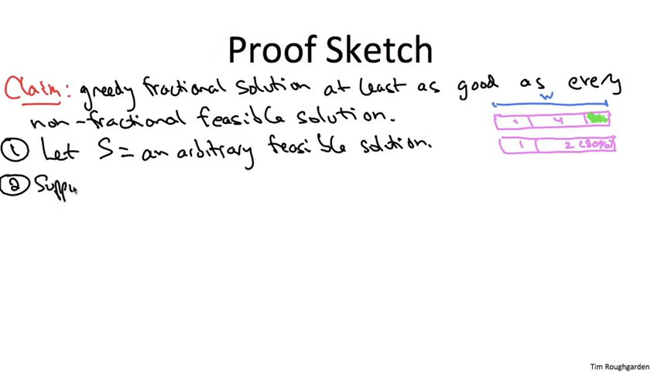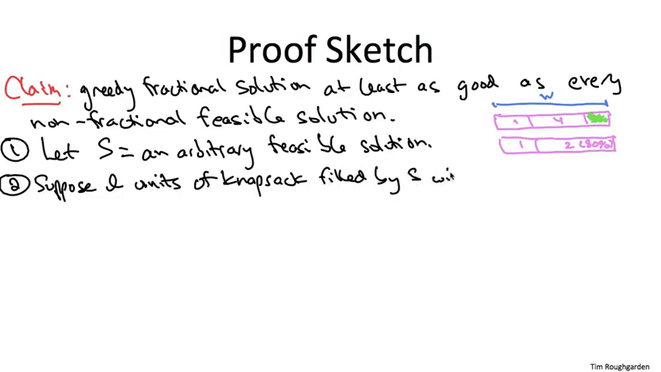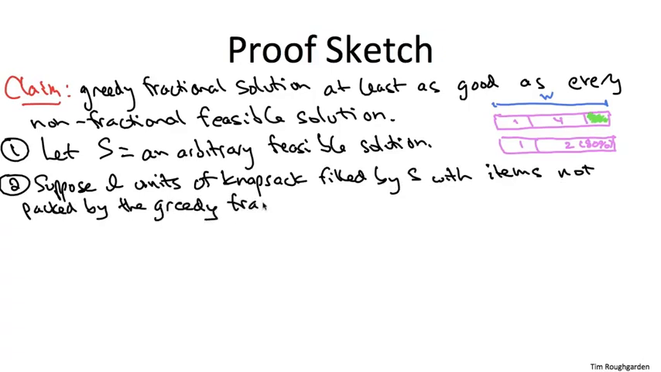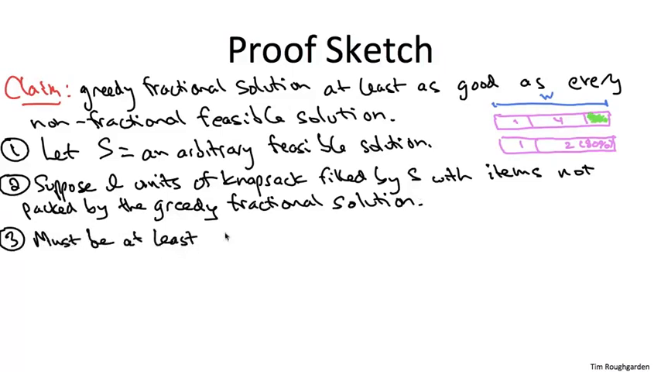capital S. So the interesting case is where S packs some stuff that the greedy fractional solution does not, and let's suppose it uses up L units of the knapsack capacity via items which are not packed by the greedy fractional solution. Well, on the other hand, the greedy fractional solution completely fills up the knapsack. It uses all of the space, all capital W units. So if there's L units of stuff in S, which are not in the greedy fractional solution, there have to equally well be at least L units of stuff in the greedy fractional solution, which are not packed by S.